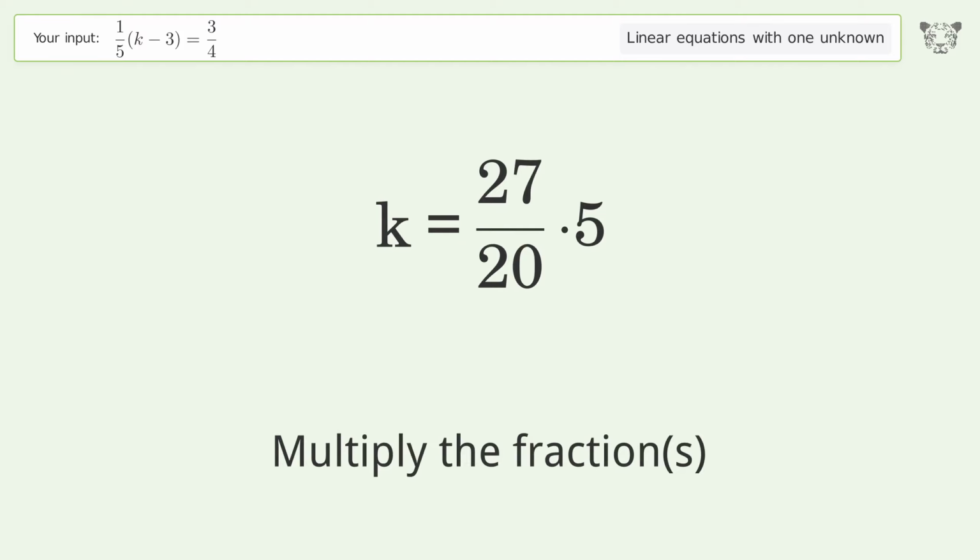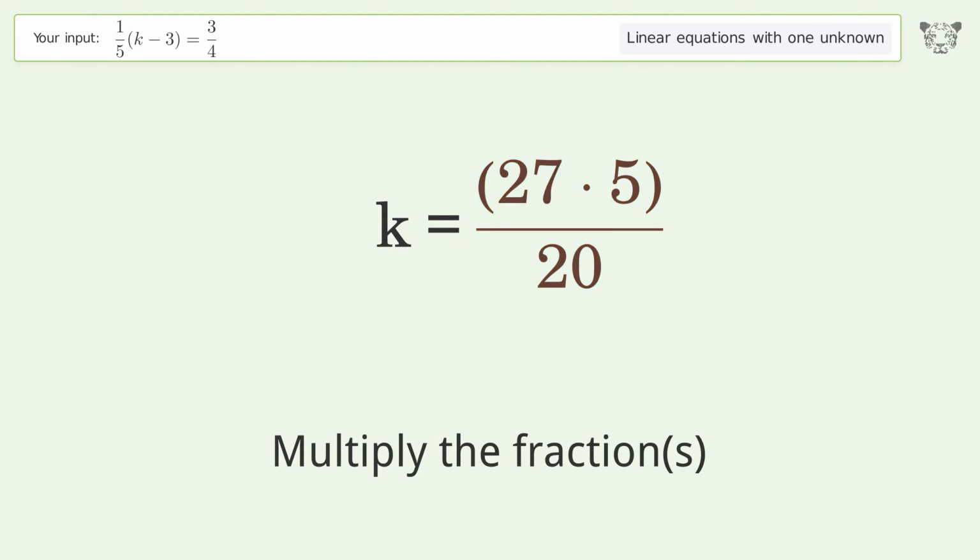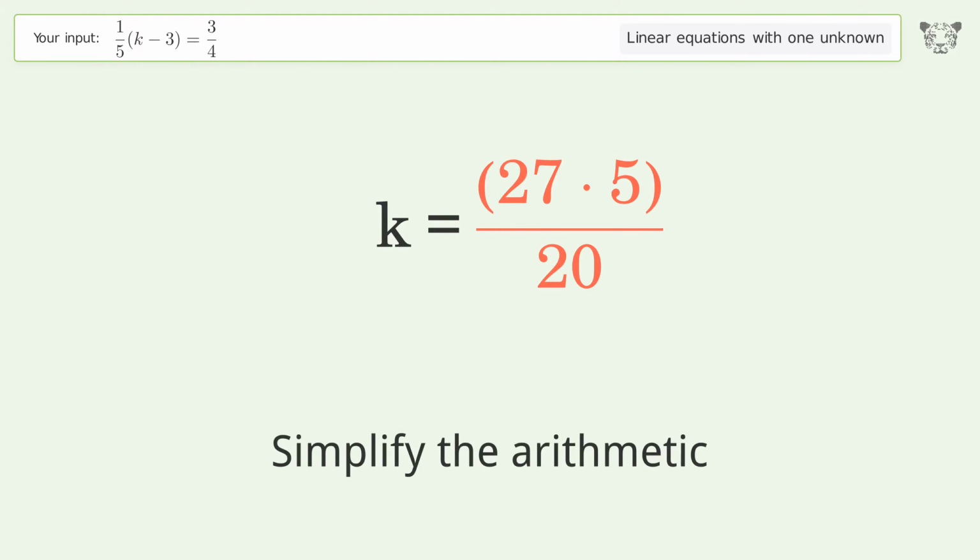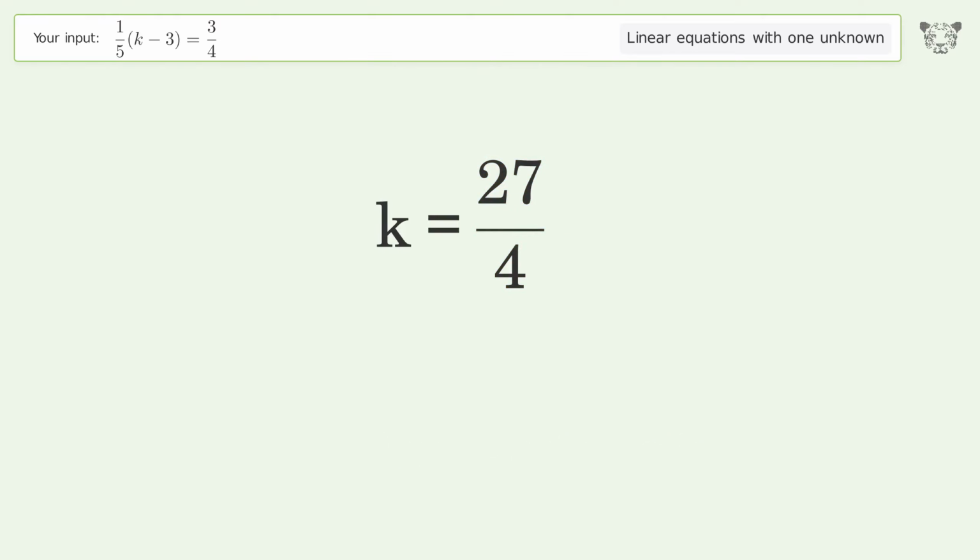Multiply the fractions. Simplify the arithmetic. And so the final result is k equals 27/4.